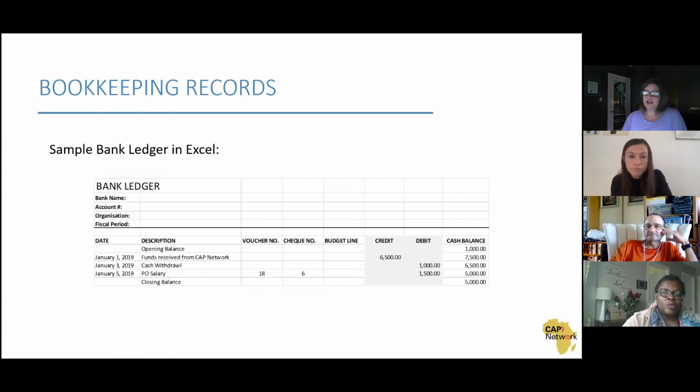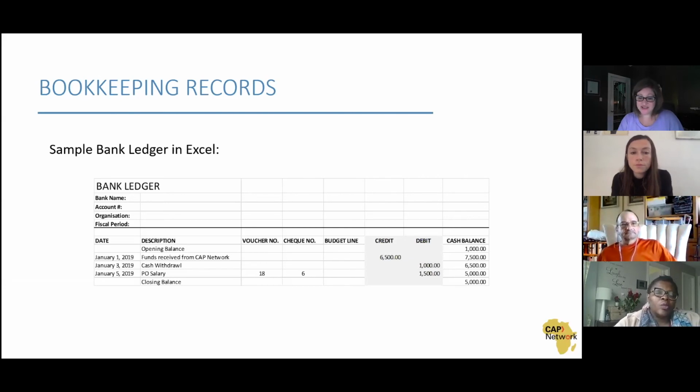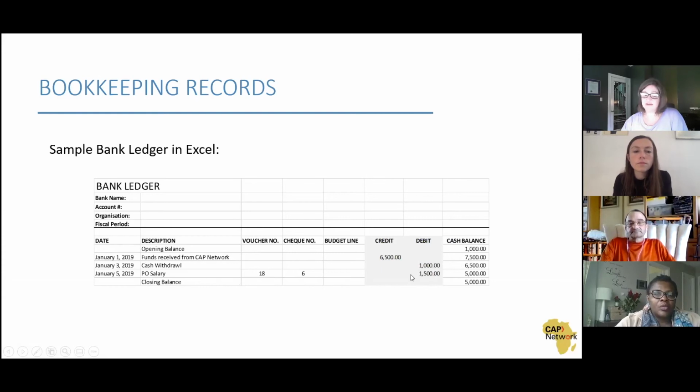Okay, so here's a little snapshot of a sample bank ledger. Now this one's very simple. It only had 3 transactions in the financial period. You can see it has an opening balance and a closing balance line. The opening balance is here. Funds received are credit. That means revenue came in, and the balance goes up. There was a withdrawal into the cash account, and the balance goes down.